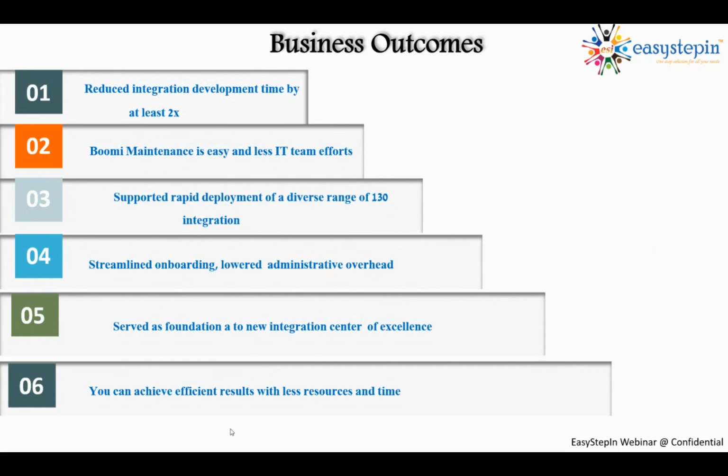So 4 months is for development, and UAT was handled in 6 to 7 weeks, and we have done the go live support for that. And Boomi maintenance is easy and requires less IT team effort.